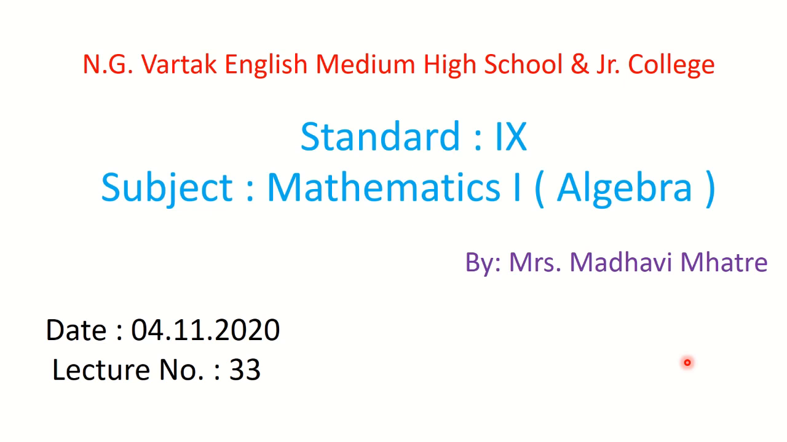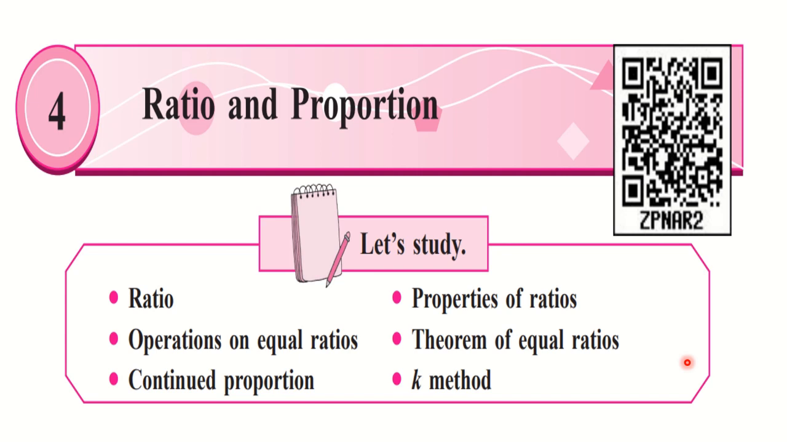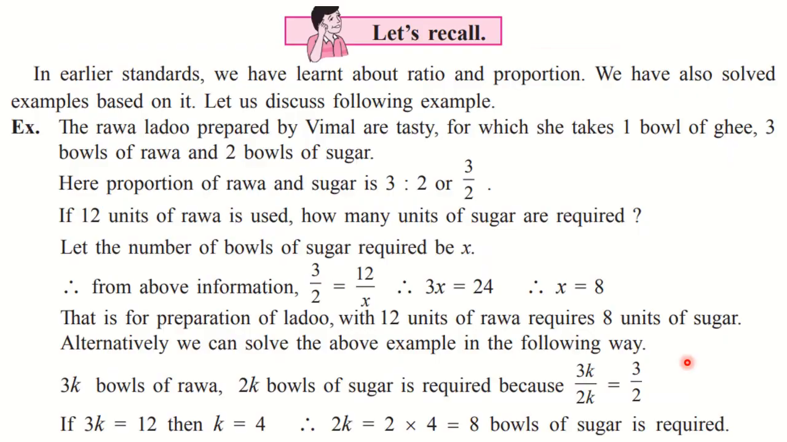In the previous lecture, we started with chapter 4, that is ratio and proportion. I gave you the idea about the concept of ratio and proportion. What is the meaning of ratio? I told you that whenever we compare two quantities with the help of division, it is called a ratio.